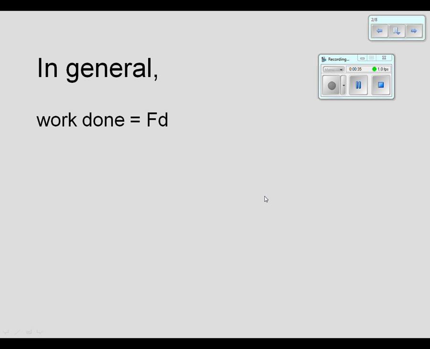In general, we know that work done is equal to FD. Can you guys do that later, please? I was trying to get you to do it yesterday, but how about we do this, because this is important too.